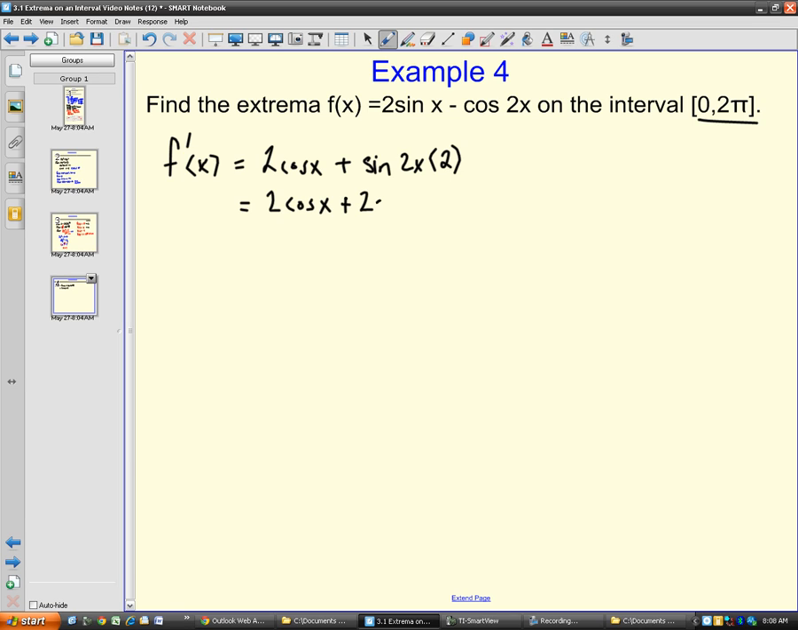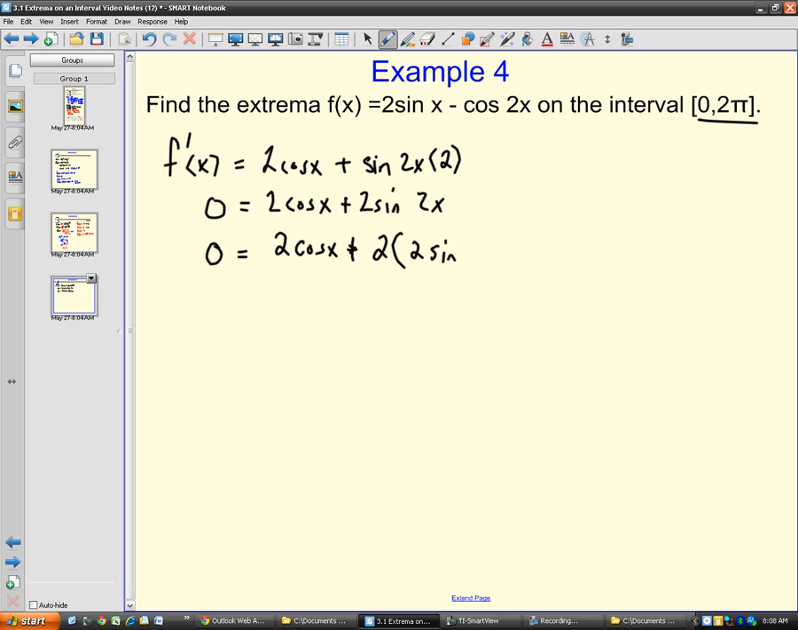The issue with this is that we don't like having a double angle and a single angle, so I'm going to use my double angle formula for sine to get rid of it, and this is something you need to know. The double angle formula is 2 sine of x cosine of x. That's our double angle formula, and that will help us along the way.